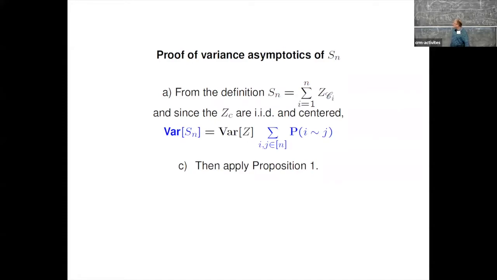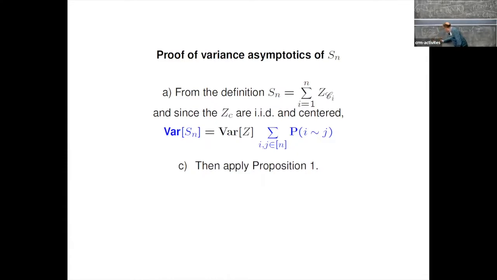And then the variance asymptotics is easy because writing out the Sn, you see that it's the variance of the set times the sum of the probabilities that i and j are related. That's different from the classical thing where you have always independent increments. Here it's just this sum over ij of the block of the probabilities that i and j are related. And then I see it should be B, not C, that then you apply proposition 1 and you get the claimed asymptotics of the variance.